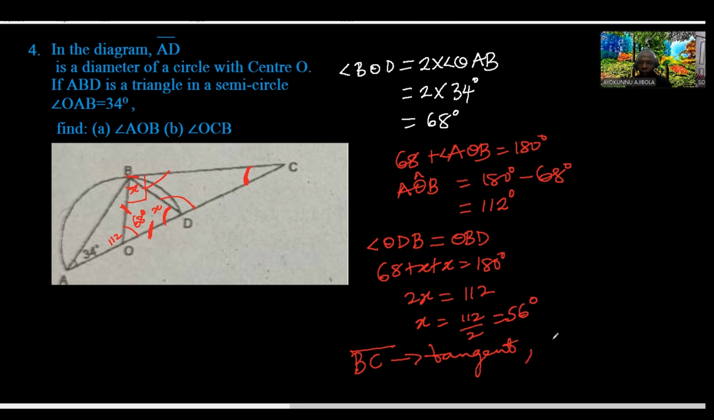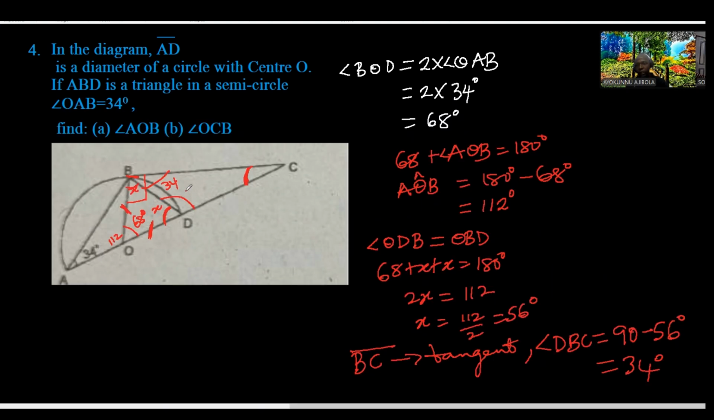Therefore, we can say angle DBC equals 90 minus 56. What is 90 minus 56? 34. So that angle there is 34 degrees. So we have one of the angles in this triangle already.